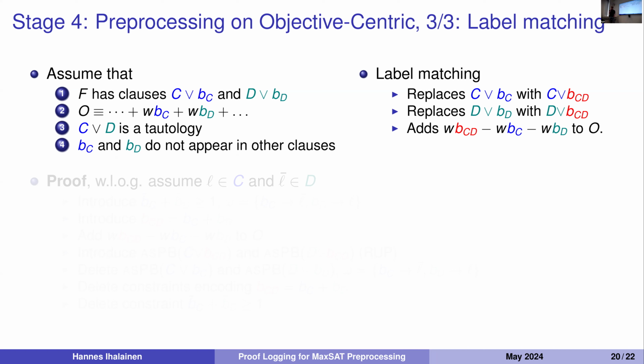The intuition why this is correct is that if this is a tautology, we never want to set BC and BD true at the same time, because we can always set one of them to false and get a better cost. And now this BCD variable is basically the same as BC or BD, and it is in a way implicitly encoded in here.